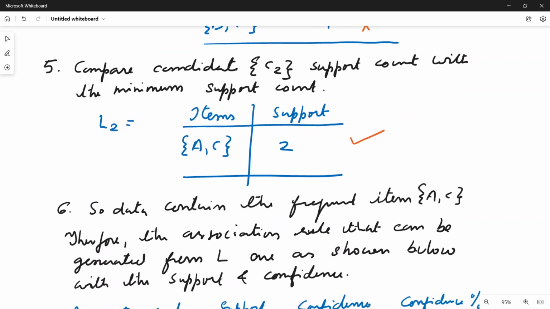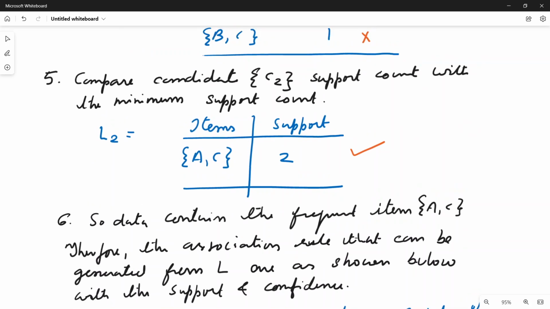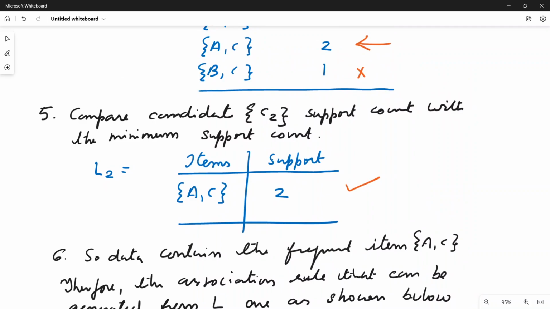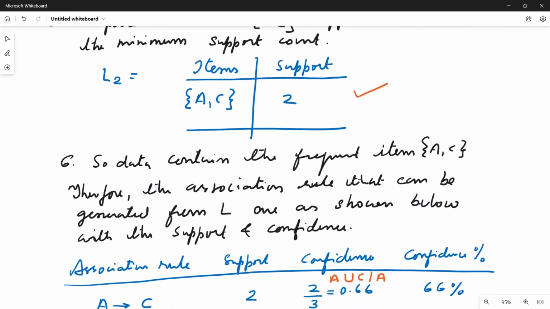Now the data contains the frequent item set AC. So only AC is there, only a 2 item set. That is the final one you can see here, because we can't go for a 3 item set, as AC has only 2 elements. So AC is the frequent item set, because it is satisfying the minimum support criteria.